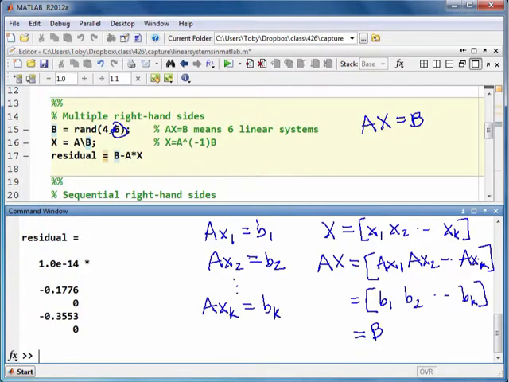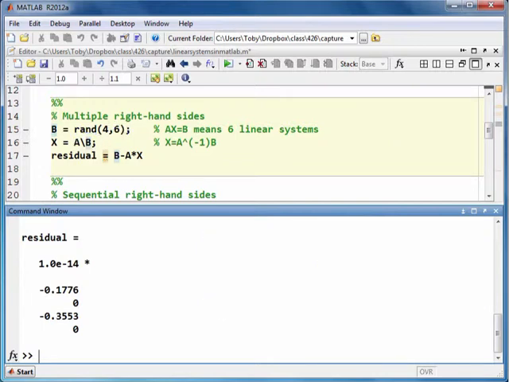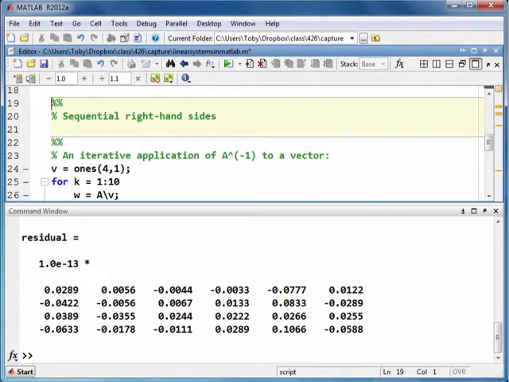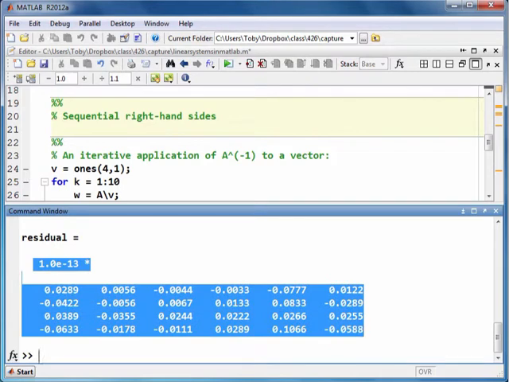And again, capital X is equal to A inverse times capital B, which is the same thing as A backslash B. It does LU factorization followed by triangular solves for each column of B. And in this case, when we compute the residual, it'll have 6 columns, all of which we hope are small.